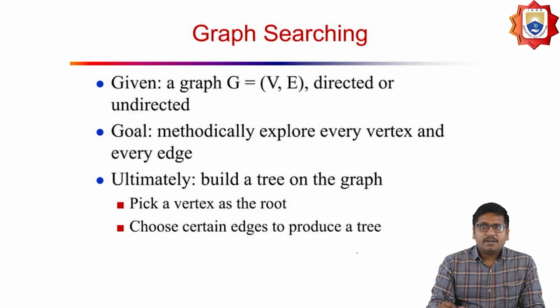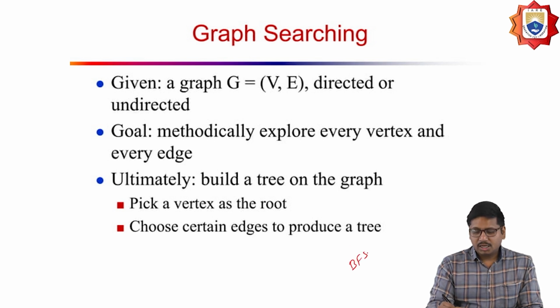The next one is graph searching. Graph searching means we can explore whether each and every vertex and every edge is present in the graph or not. How can you do that? By taking a vertex as the root, you can search along the vertices and edges of that. We have different types of searching techniques as well, like DFS and BFS.